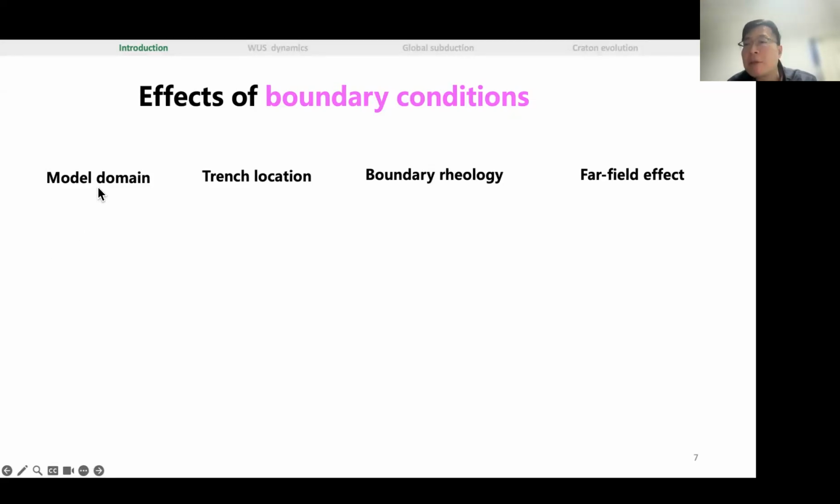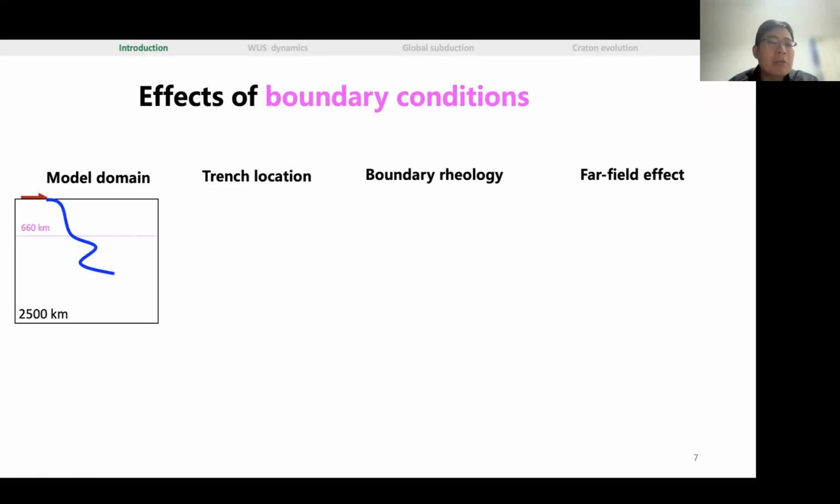For example, the domain of the model, right? The geometry of the model. Let's say for subduction, which is very important for plate tectonics, the location of the trench relative to the model geometry or boundary, and then the reality on the boundary, and also the far field effect for a model, right? I will go through them one by one.